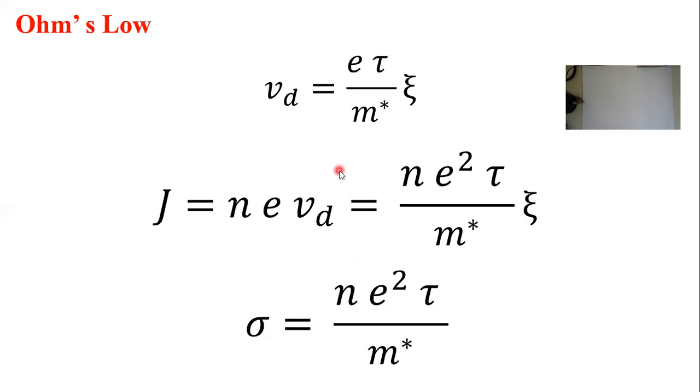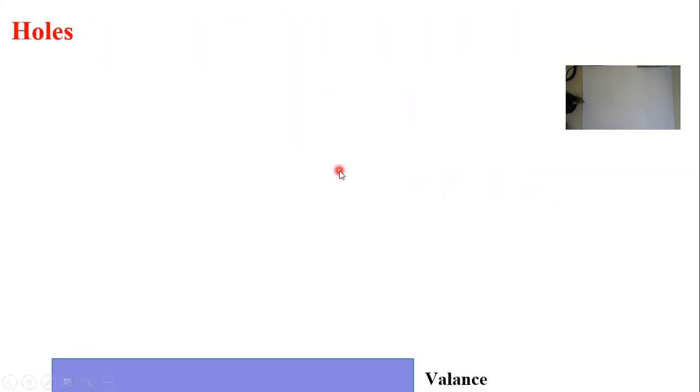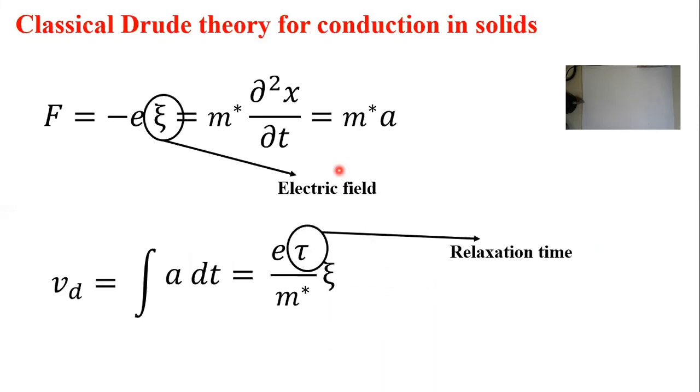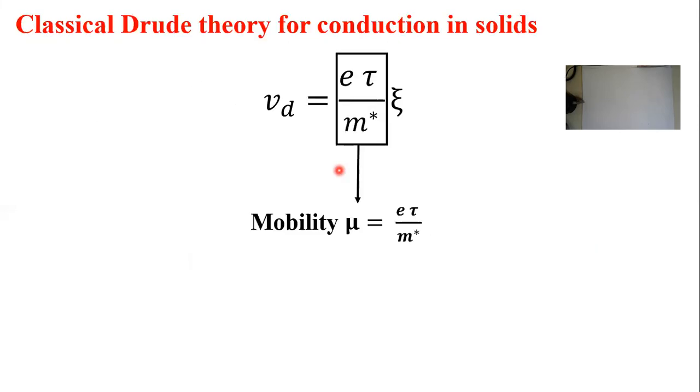And also, one or two slides back, we defined the term mu, or the mobility, where we define the mobility as e times tau over m effective.